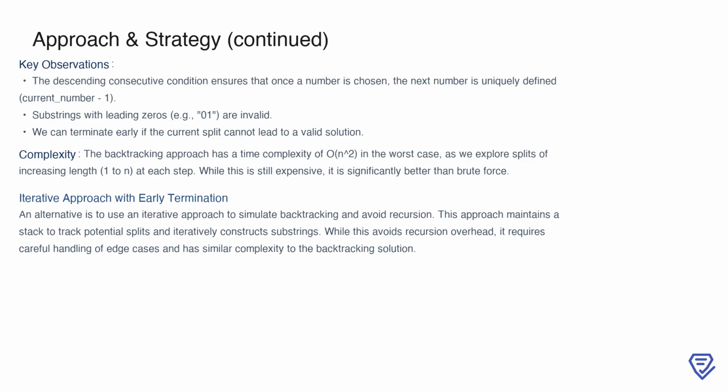Second, substrings with leading zeros, like 1 foot, are invalid and can be skipped immediately. Lastly, we can terminate early if a current split cannot possibly lead to a valid solution. This backtracking approach has a time complexity of n squared in the worst case, as we explore splits of length 1 to n at each step.